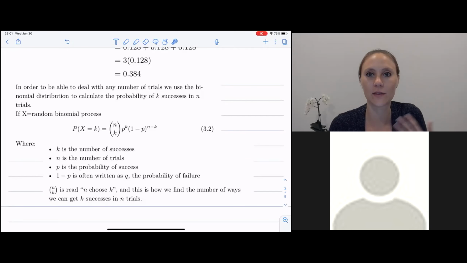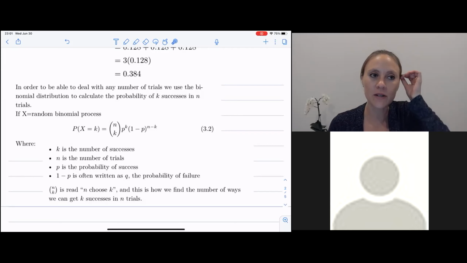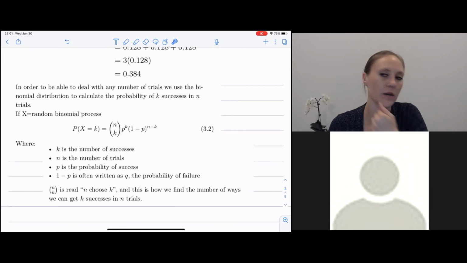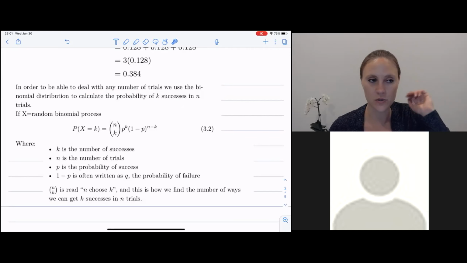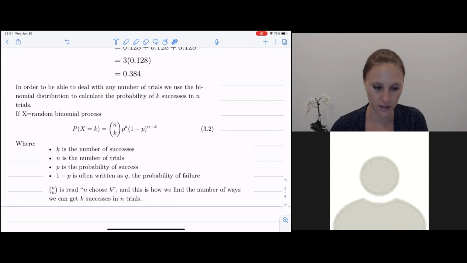Okay, so to be able to deal with basically more than 3 trials, right? Even if we only have 2 possible outcomes, it gets completely out of control pretty quickly. So in order to be able to deal with any number of trials, we're going to use the binomial distribution to calculate the probability of k successes in n trials. So we need to introduce a couple of things here.